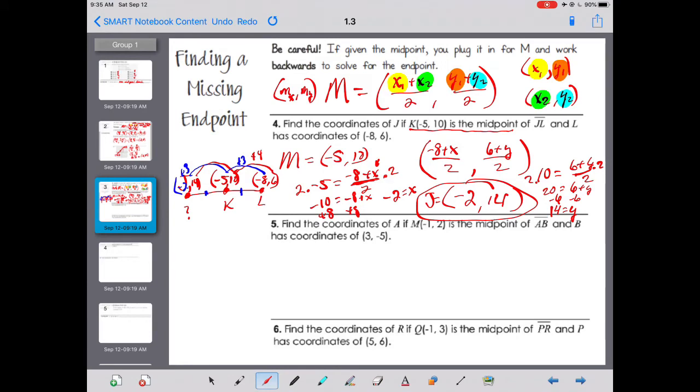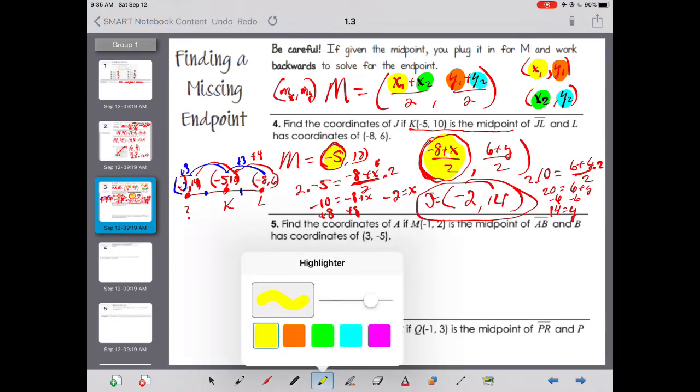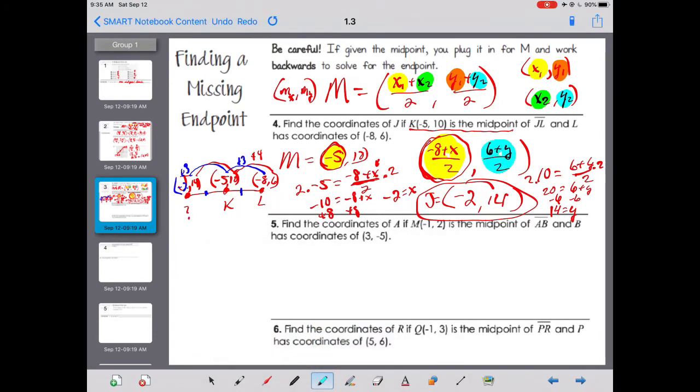That is a long, crazy idea of what is happening, okay? But basically, the part that is the x has to equal the midpoint part that is x. So we set up an equation. The part that is y has to equal the part that was y. So we set up an equation.